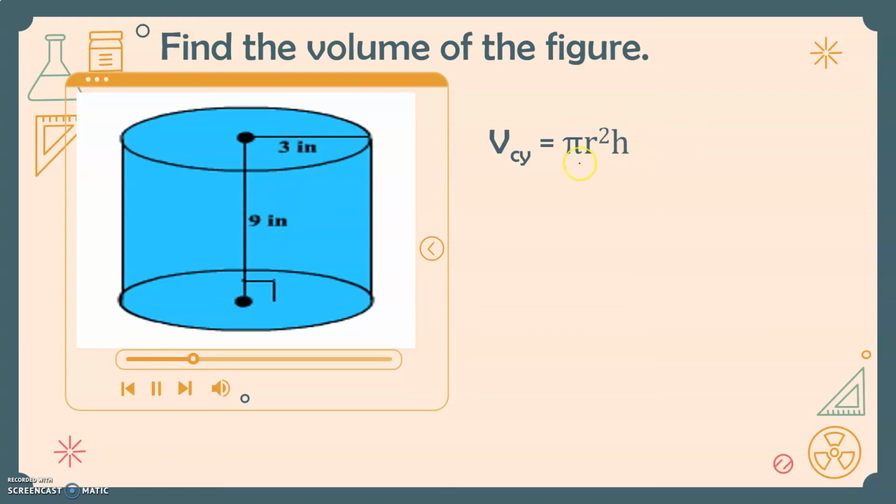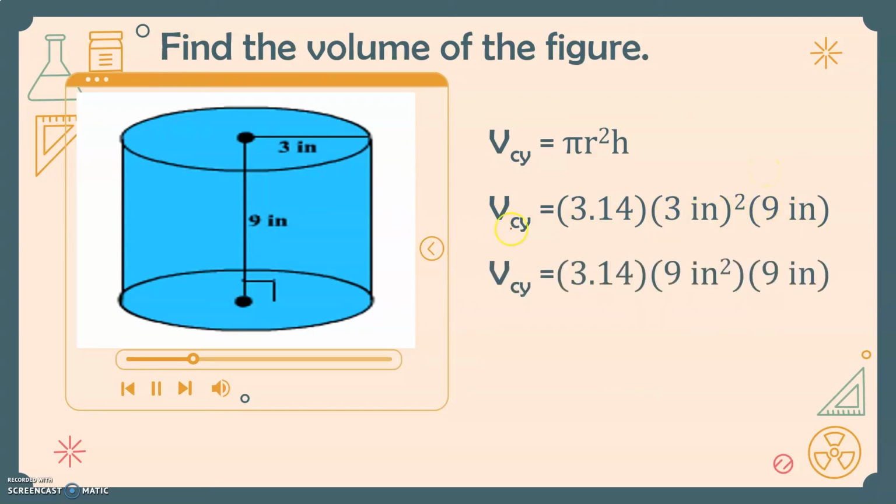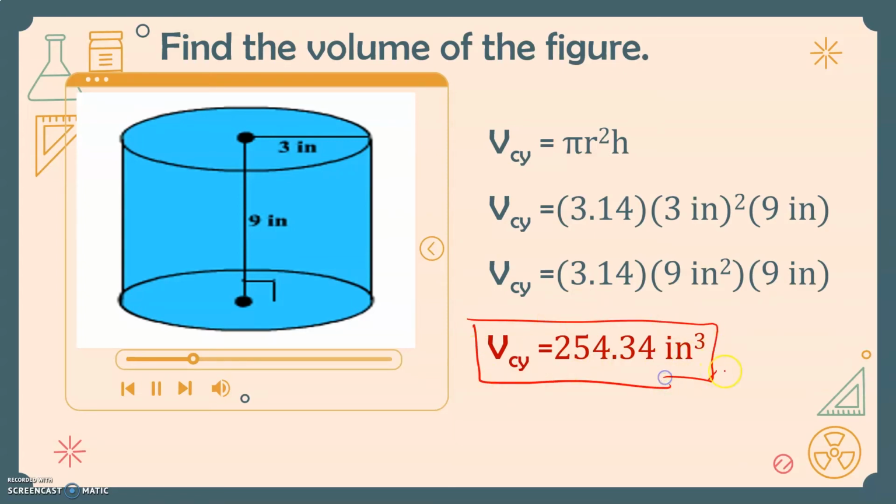Substituting the given information in our formula, we'll have 3.14 times 3 inches squared times 9 inches. 3 inches squared is equal to 9 square inches. Multiply it by 3.14 and 9 inches, we'll have 254.34 cubic inches. And this is now the volume of this cylinder here.